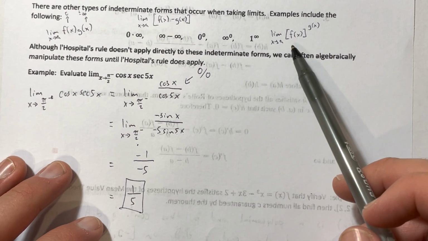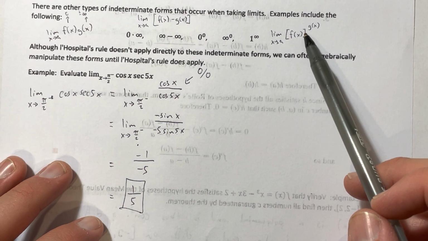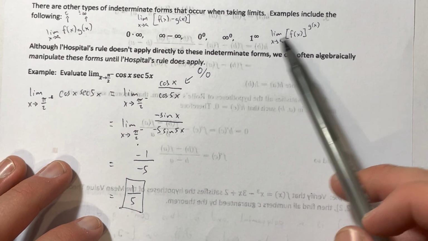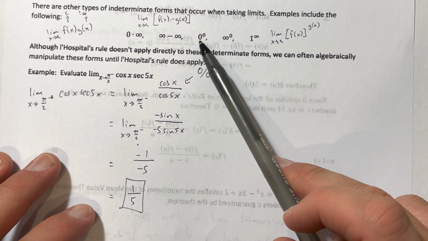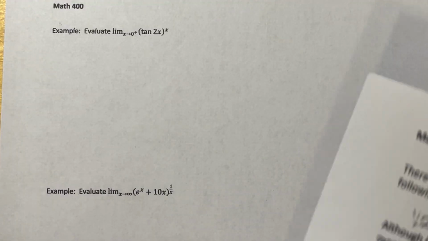You know you're looking at one of these when you have a limit where you have one function to the power of another function, and the limit as x approaches a, whatever a happens to be, causes one of these three cases to happen. So we're looking at that here.